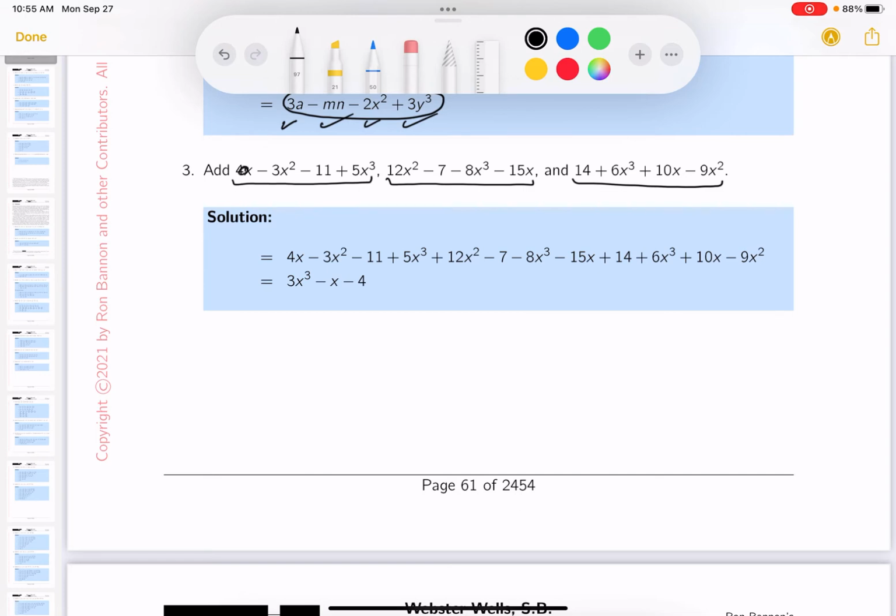The first thing I see is 4x here. Or is there another x? I'm looking around here, and then another x right over there, right? So I'm going to combine their coefficients, and 4 minus 15 is minus 11, and minus 11 plus 10 is minus 1.